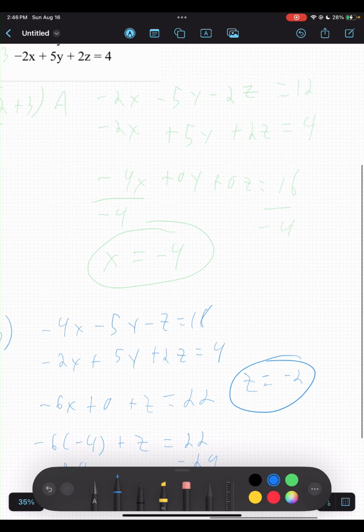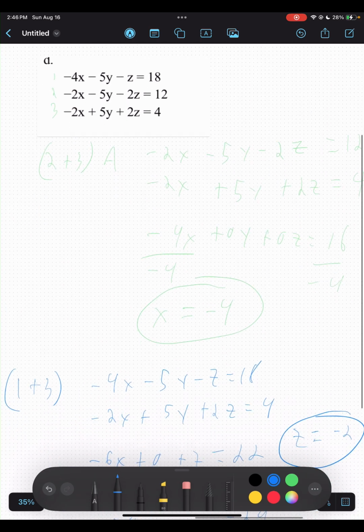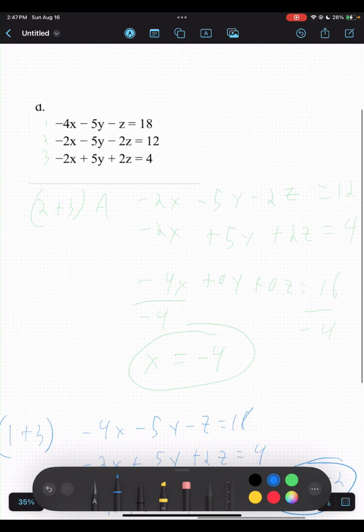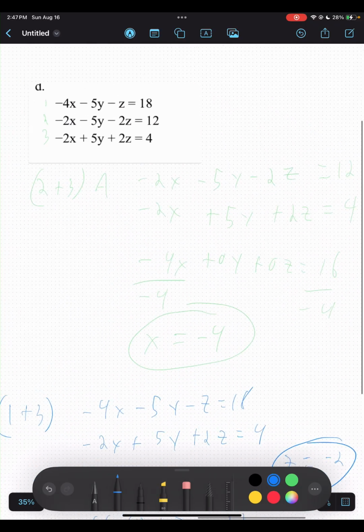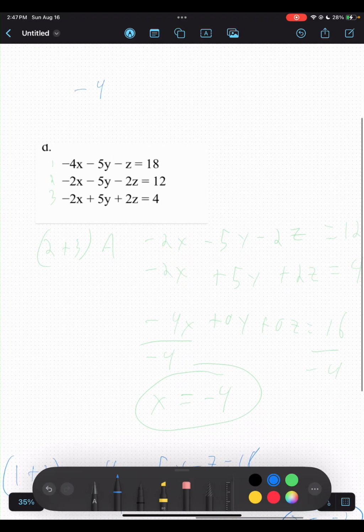And of course, now that I've got x and z, I could solve for y. I can solve for y by putting these into any of these equations that I want. Let's go ahead and do it in the top one. Doesn't really matter. So that's negative 4 times x, which is negative 4, minus 5y, which we're going to leave as 5y, minus z, which is negative 2, equals 18.